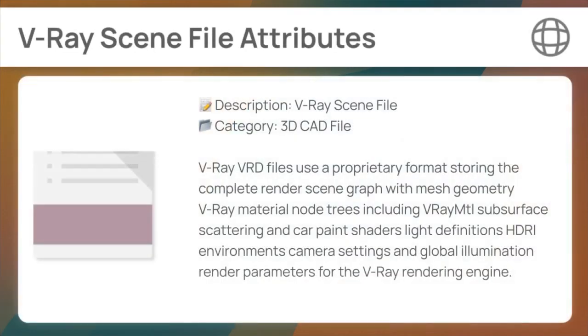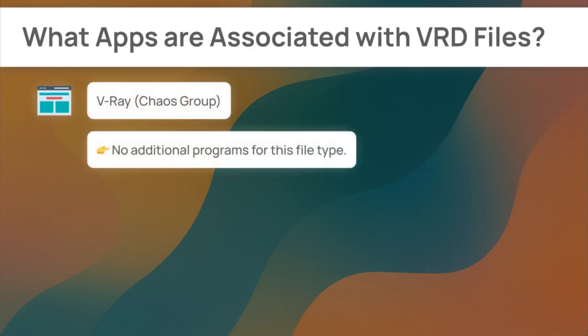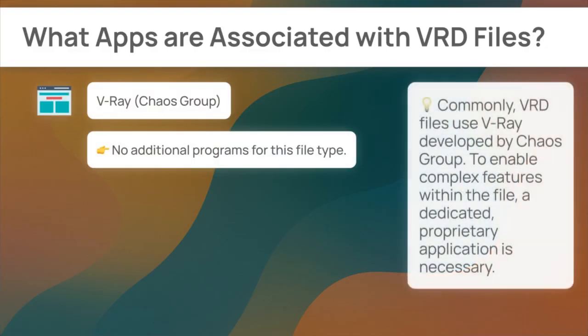V-Ray VRD files use a proprietary format storing the complete render scene graph with mesh geometry, V-Ray material node trees, including VRayMtl, subsurface scattering, and car paint shaders, light definitions, HDRI environments, camera settings and global illumination, render parameters for the V-Ray rendering engine. The VRD data container is optimally managed by V-Ray developed by Chaos Group. Windows allows basic viewing, but true content manipulation requires a specialized application. Windows can preview only simple elements, so full exploration requires specialized modeling suites.